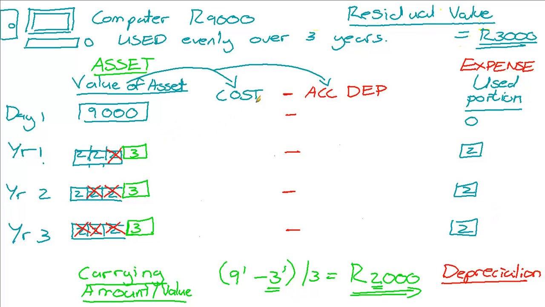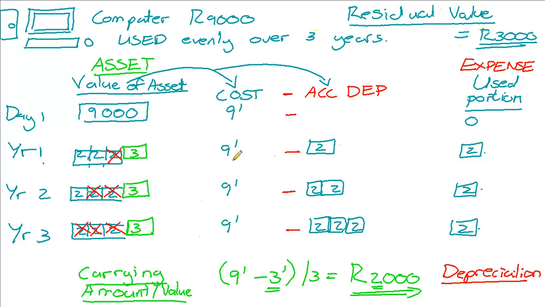If we look at the cost minus the accumulated depreciation, which is what the value of the asset is made up of, we're going to see each year that the cost is 9,000 Rand every single year. The accumulated depreciation, however, is going to grow each year by 2,000 Rand. So in the first year, my accumulated depreciation is going to be 2,000 Rand. In the second year, it's going to be 4,000 Rand. And in the last year, it is going to be the full 6,000 Rand.